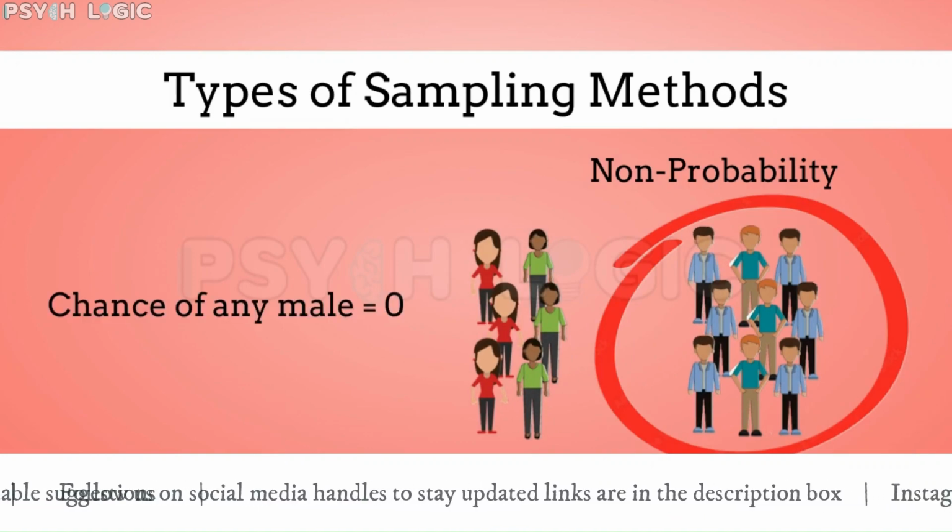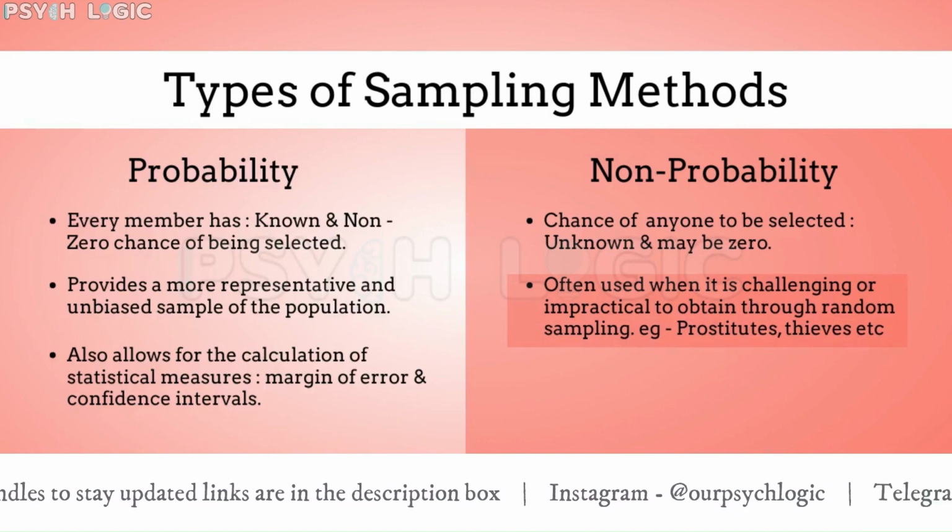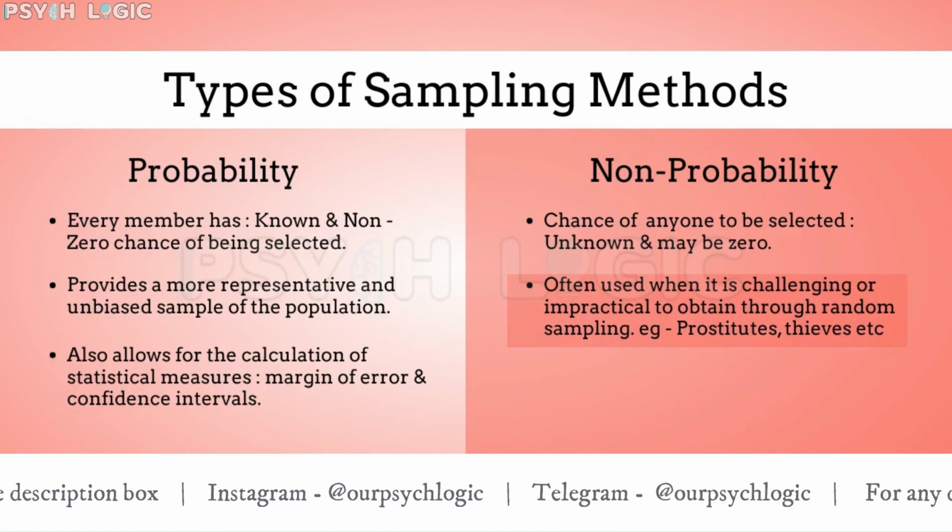So it comes under non-probability sampling. This method is often used when it is challenging or impractical to obtain a random sample.